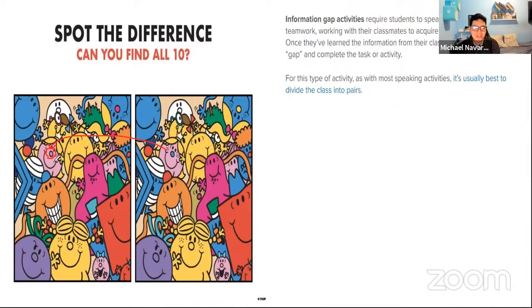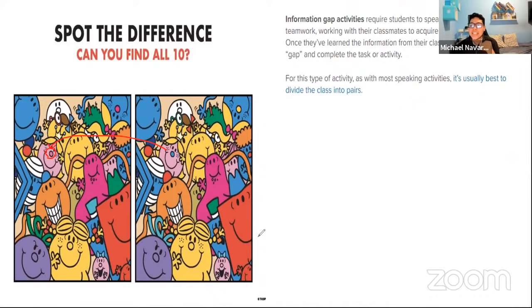What else? Another example of an information gap activity is find someone who. And we have all done that. Find someone who has a pet. Find someone who is a teacher, right? Etc. So students need to communicate. They need to work collaboratively so that they can close the gap or fill the gap.